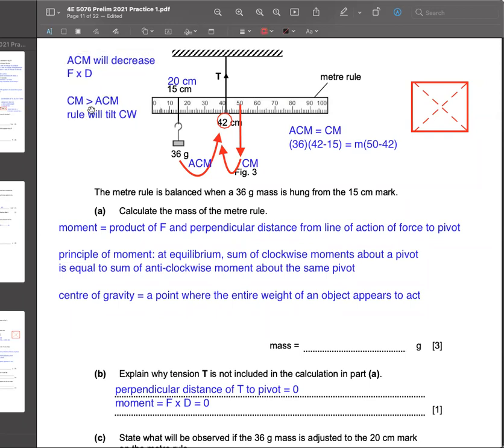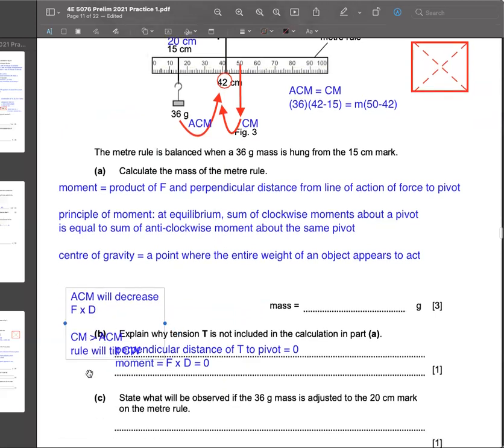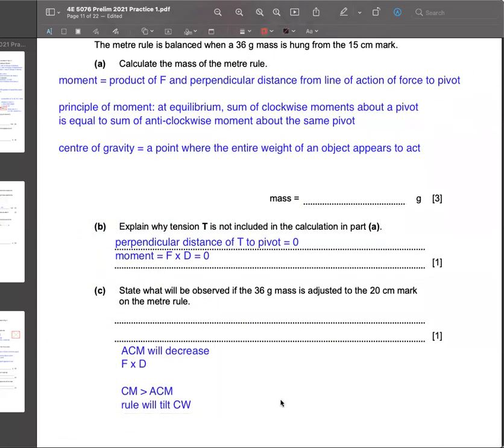Okay. So that is this part of the question. Okay.